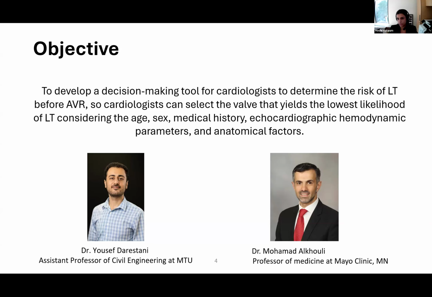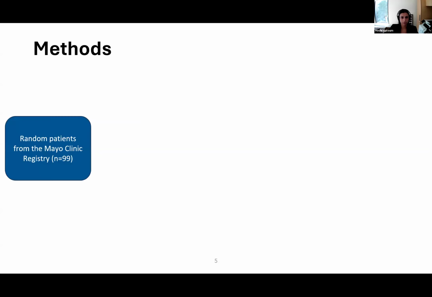And this work is in collaboration with Dr. Derestani, who's an assistant professor of civil engineering at Michigan Tech, and he's the one who developed the model. So I believe that Yusuf will join us a little bit late because he has a class right before this webinar, but he will be the one to answer any specific question about the modeling aspect of this work. And also Dr. Mohammed Al-Khouli, who is a professor of medicine at Mayo Clinic in Rochester, Minnesota.